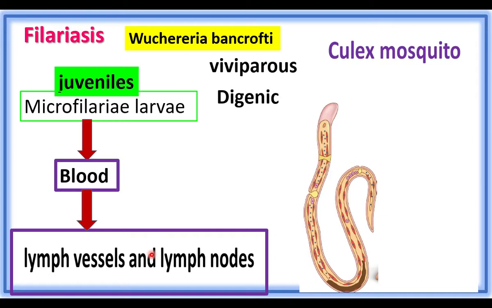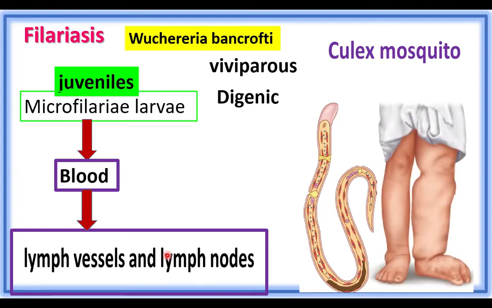Accumulation of more and more worms will block the lymph flow in the lymph vessels. So lymph stagnates in the vessels. Because of the stagnation of lymph, the legs swell. The affected areas show swelling. Legs and mammary glands will be affected.